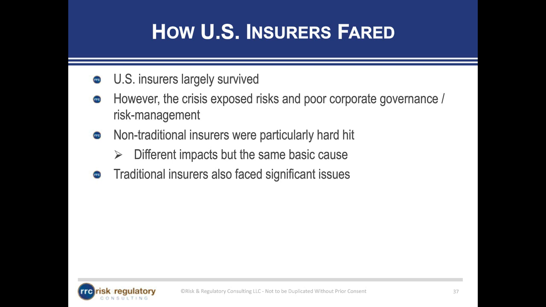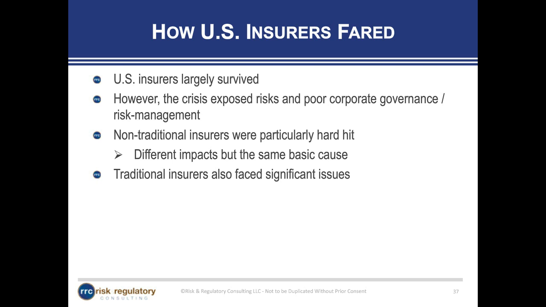The insurers largely survived. However, the crisis did expose risks in poor corporate governance and management, and in particular, the non-traditional insurers that we'll talk about in just a minute were particularly hard hit. It's interesting, as you'll see, that each of these three non-traditional insurer industries had the same basic cause for the issues, the housing bubble, but they had different impacts, and the risk emerged in different ways. And finally, we'll talk about the traditional insurers that largely, again, survived intact, but they had some significant issues that had to be worked through.